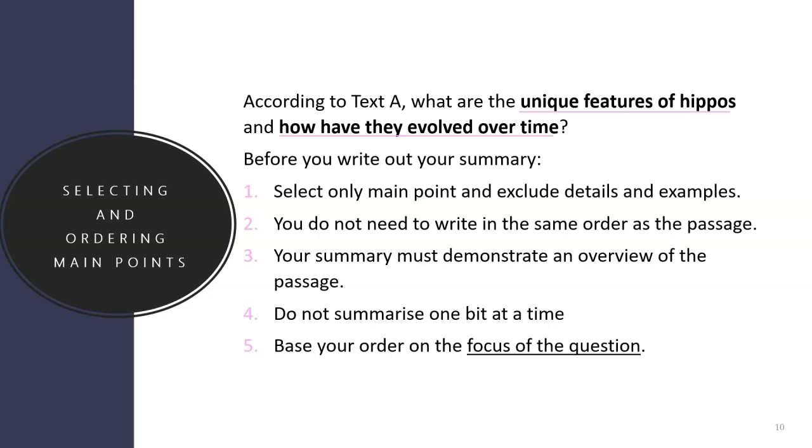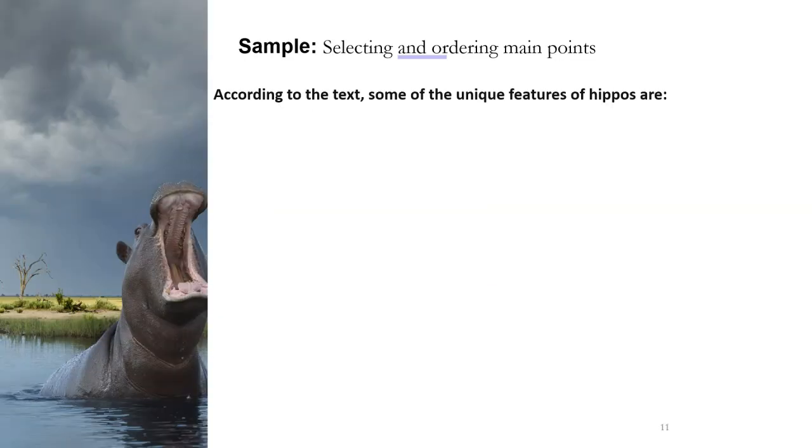So the examiner is not just looking at you pinpointing the requirements of your question, but rather to be able to know that you understand generally what the passage is about. Then base the order of your summary on the focus of the question. Now let's go on and look at how we can select and order the main points.